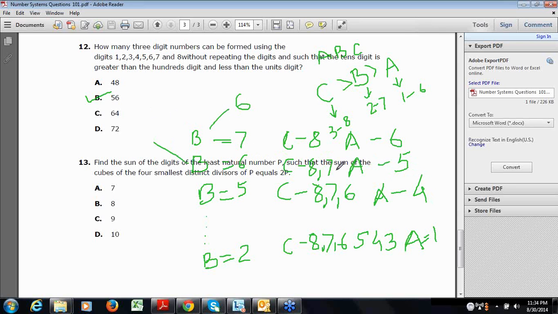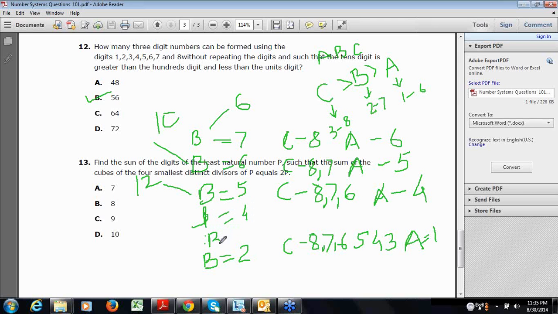5 values A can take and C can take 2. So 5 into 2, 10 we can get here. Now here 3 values it can take, 4 it can take. So 3 into 2, 12. Similarly, B is equal to 4.